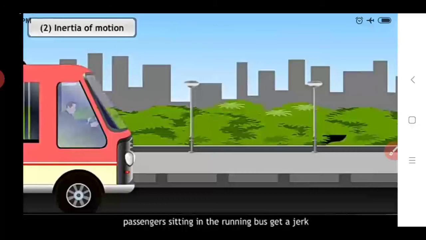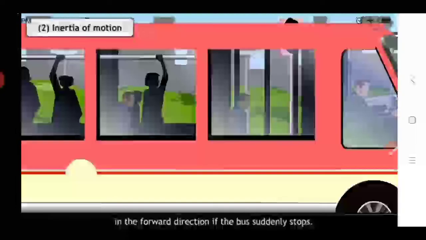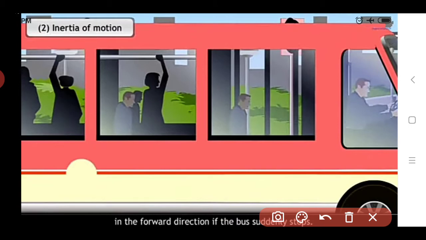Here we also see another example, that is, a passenger sitting in a running bus gets a jerk. When the bus suddenly stops, the passengers who are sitting inside the bus get a jerk in the forward direction. They move slightly towards the forward direction. A jerk means it feels like someone is pushing the passenger from the backward to the forward direction.